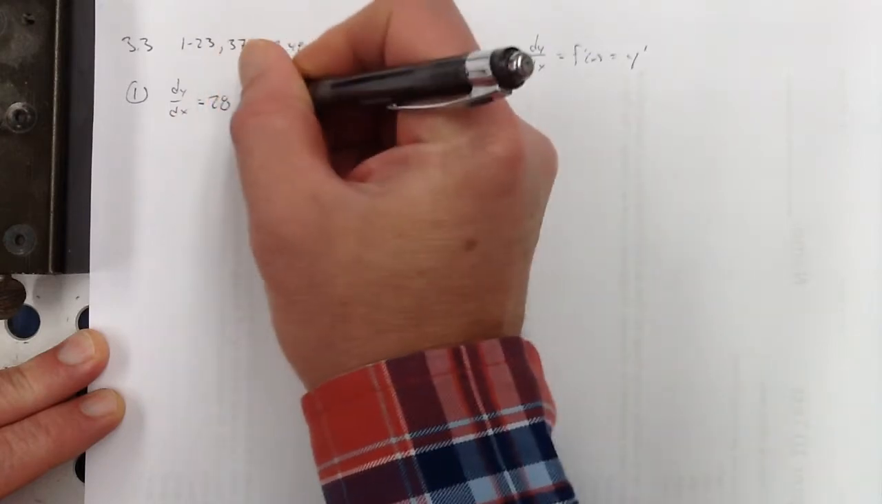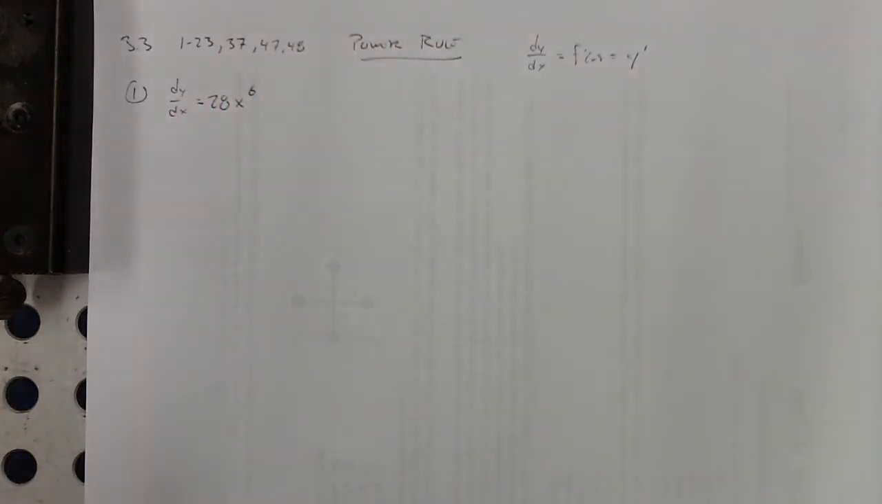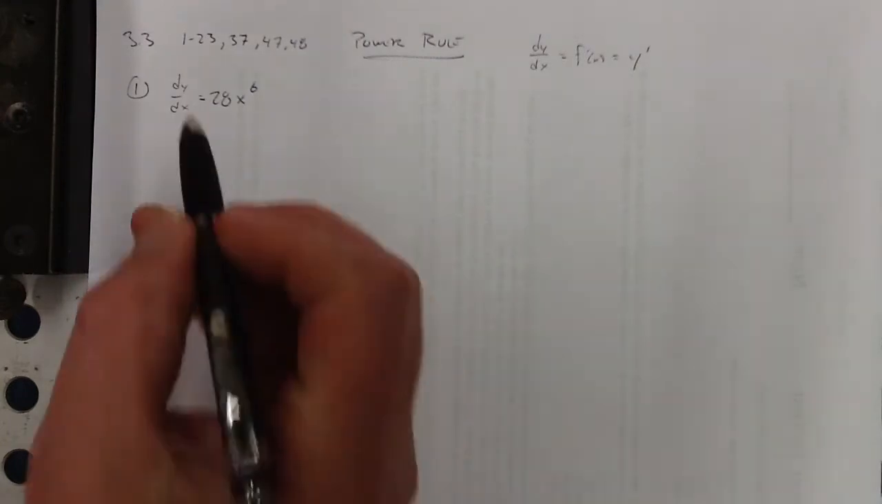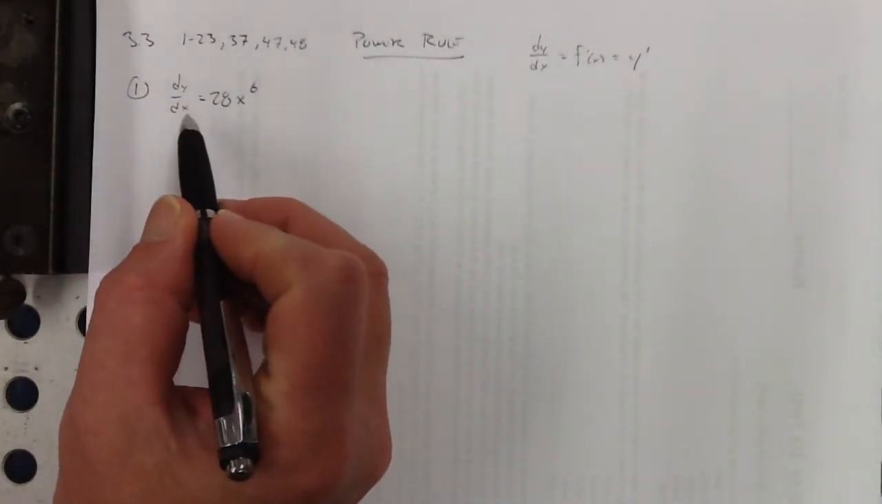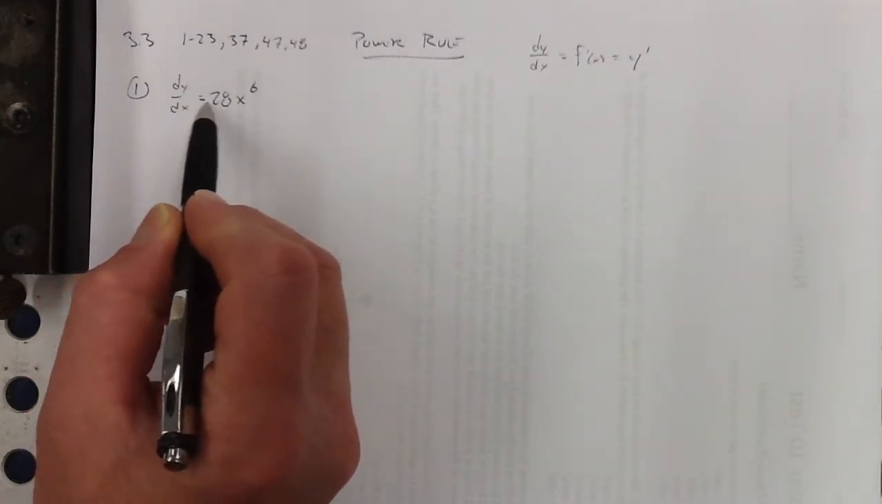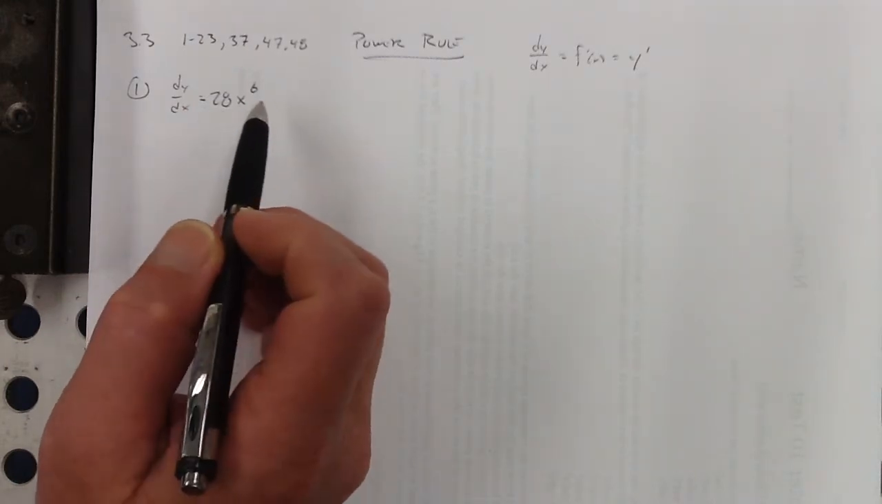28x to the 6th. Now, for those of you who like to write the least amount of stuff as possible, I just want to point out here that this is, in fact, the least amount of stuff possible. You need to have a complete sentence, a complete mathematical sentence with this. Here's your verb here. Dy dx is this. You can't just write that.